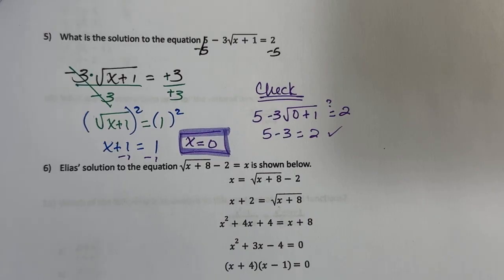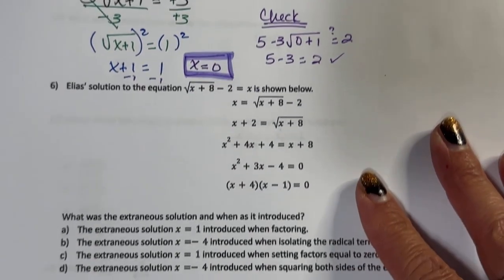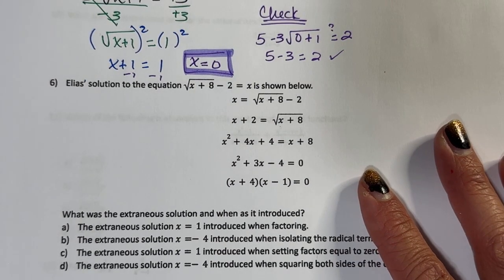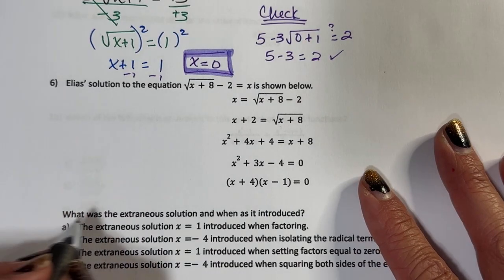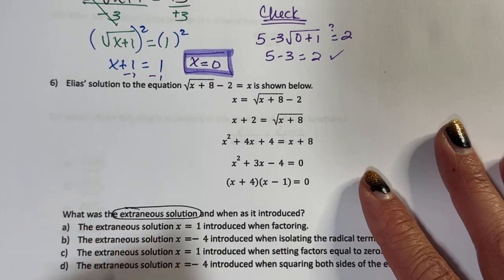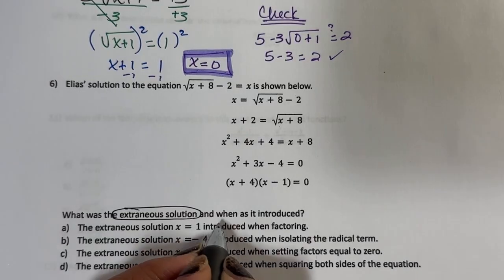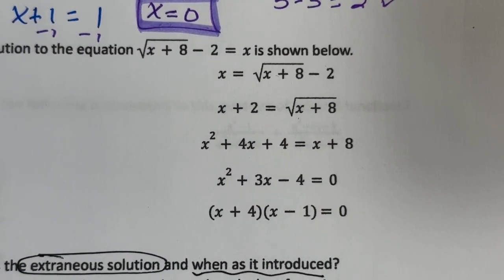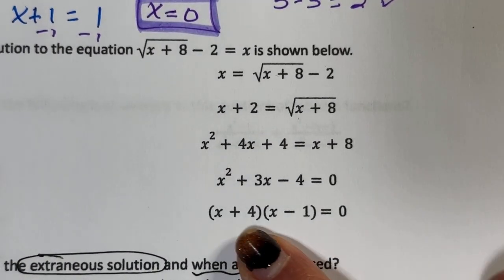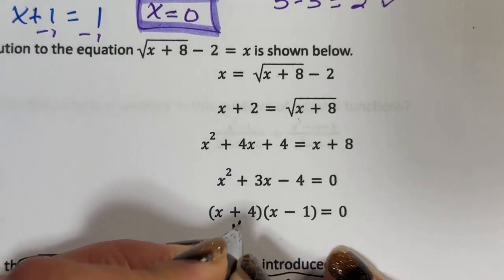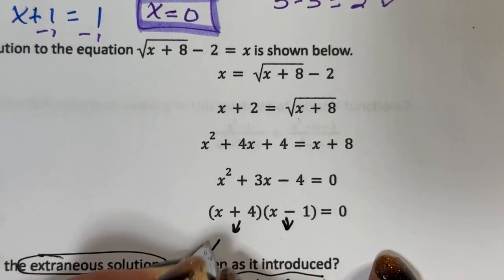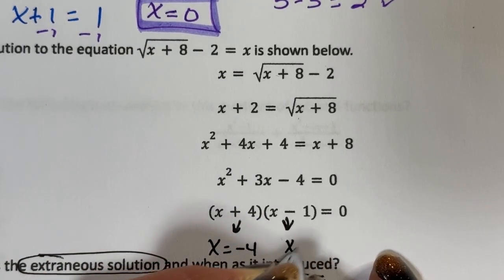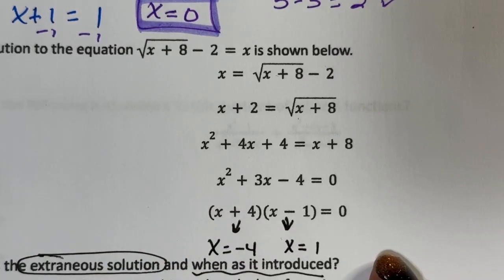Elias's solution to the equation is shown below. What was the extraneous solution and when was it introduced? So they want to know what the extraneous solution is, and they want to know when it was introduced. Okay, so it doesn't say that Elias made a mistake. So that means we can assume that he did not make a mistake. So they stopped right here. They didn't finish it. So let's finish it. Let's find these two solutions. X equals negative 4 and x equals 1 when you solve each of those.